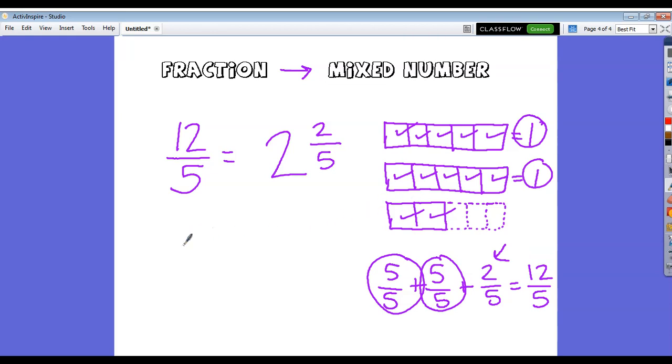And the last strategy is that I can just divide. This literally reads 12 divided by 5. So I could just do 12 divided by 5. 5 goes into 12 2 times. 2 times 5 is 10. When I subtract, I get 2. So this remainder then becomes my numerator for my fraction.